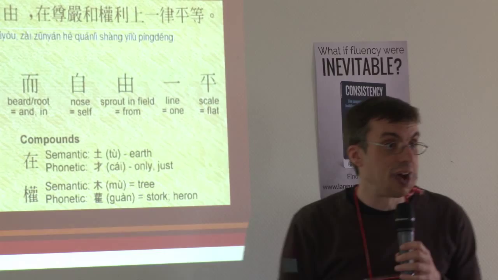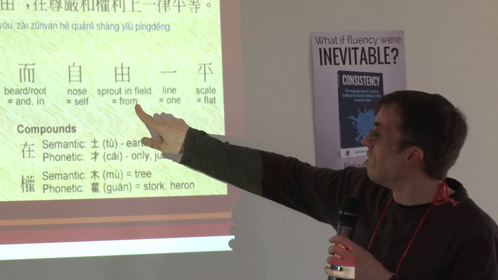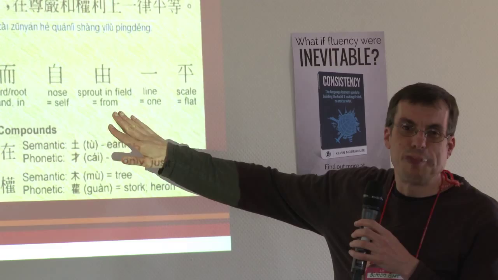And apparently in China, this is something I didn't know, when you say me, you don't point to your chest, you point to your nose to indicate me. And this one is not a sprout, but this is from a field. So this one, without here, that's a field. But that's a sprout coming out of the field. And that somehow came to mean from. I'm not sure how that worked, but that's how it did.